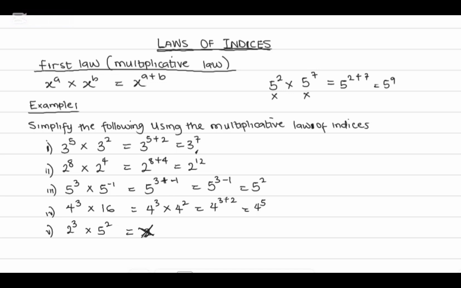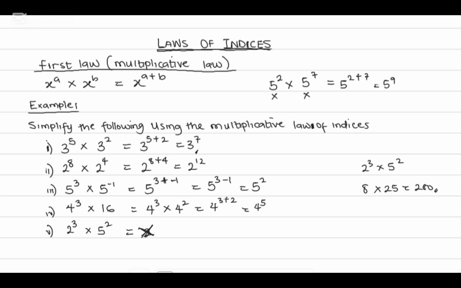Briefly, 2 raised to power 3 times 5 raised to power 2 can be solved this way. 2 raised to power 3 is 8, which is 2 times 2 times 2, times 5 raised to power 2, which is 25, because 5 times 5 is 25. So the answer is 200. I solved this without applying the law of indices, so take note of that. If the law of indices must be applied, the base must be the same.